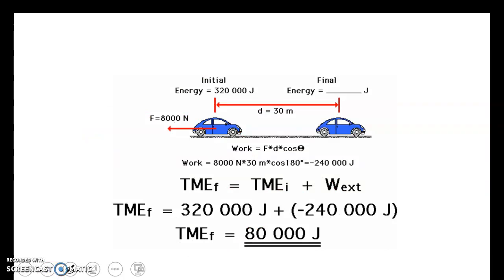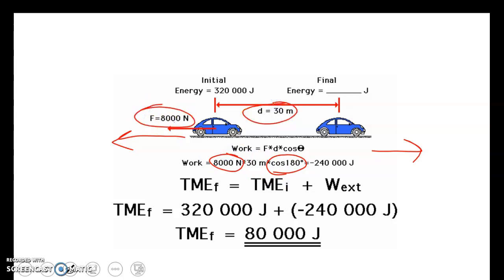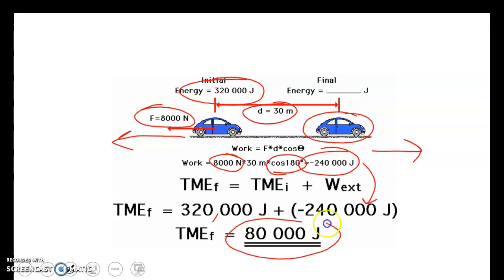Here we got a car. The car is going to have a force going this way while it travels this way. Okay, again, that's going to make our angle 180. Force of 8,000 newtons times our distance of 30 meters times cosine of 180 gives us negative 240,000 joules. That's the external work being done. Initially, we have 320,000 joules of energy. The energy that the car has after we lose some to the braking is 80,000. And that's going to be all kinetic energy. Just because the car is slowing down, velocity decreases, therefore kinetic energy decreases because of the work being done by the brakes.